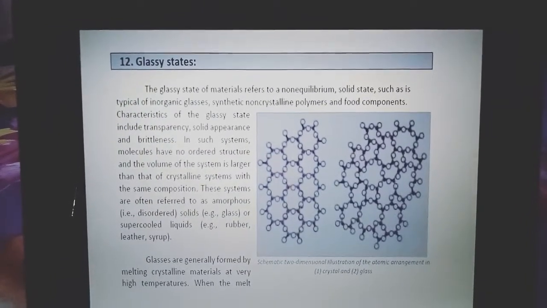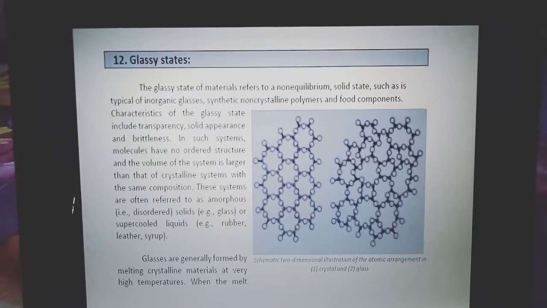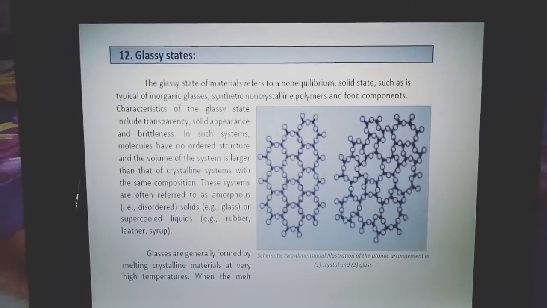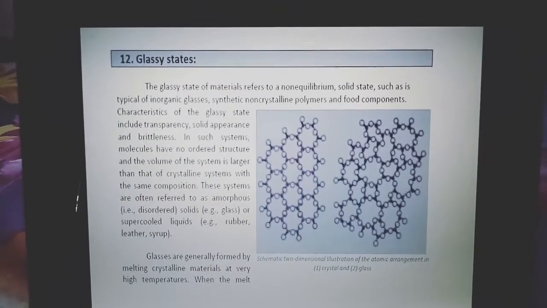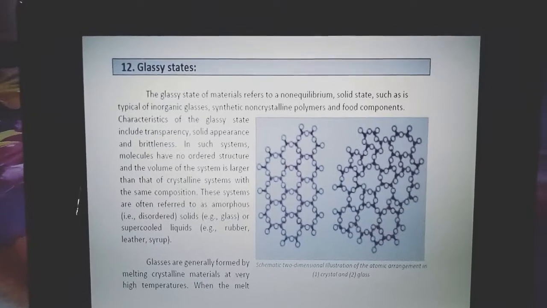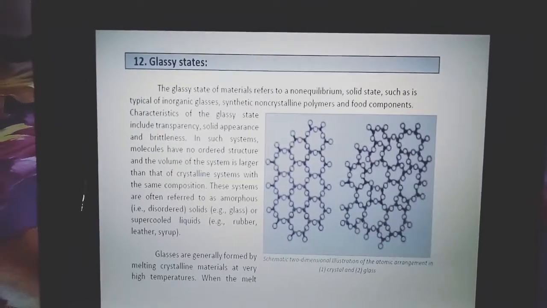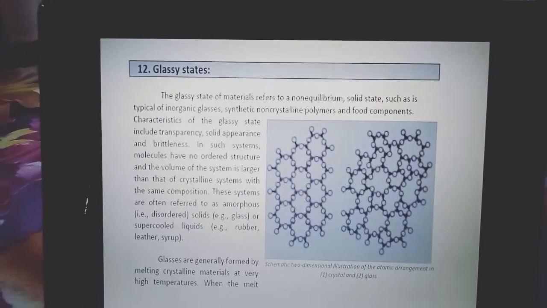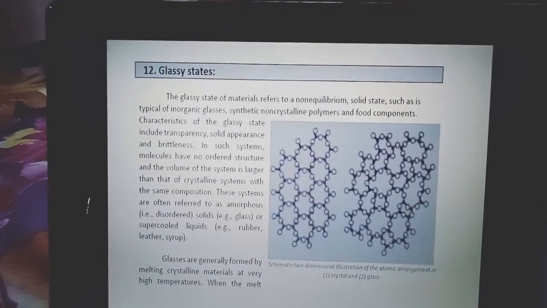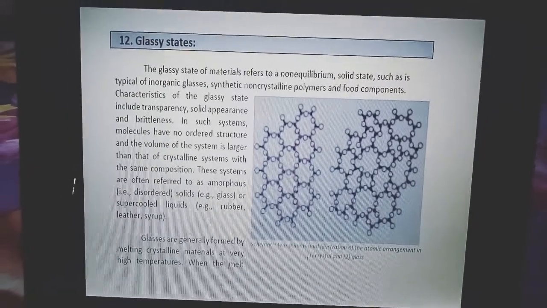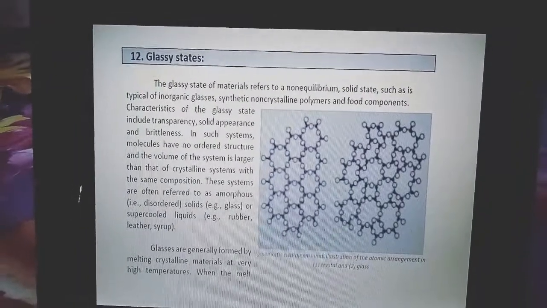The glassy state of a material refers to a non-equilibrium solid state, such as is typical of inorganic glasses, synthetic non-crystalline polymers, and food components. Characteristics of the glassy state include transparency, solid appearance, and brittleness. In such systems, molecules have no ordered structure and the volume of the system is larger than that of crystalline systems with the same composition. These systems are often referred to as amorphous solids or liquids.